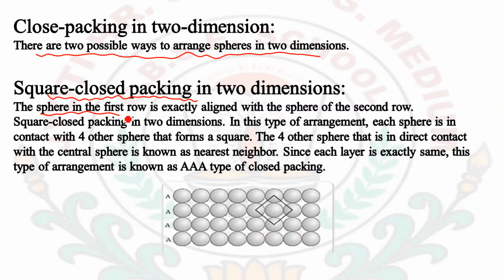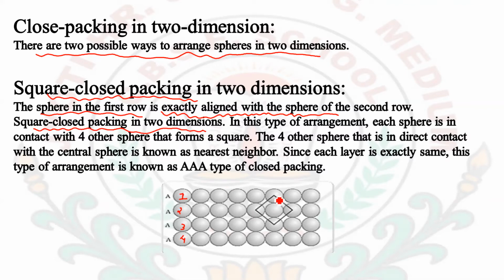Here, the sphere in the first row is exactly aligned with the sphere in the second row. Here you can see the first row, second row, third row, fourth row. The arrangement is such that the spheres of the first row are exactly aligned with those of the second row, then the second row is aligned with the third row, and the third with the fourth row. It is following square close packing in two dimensions.